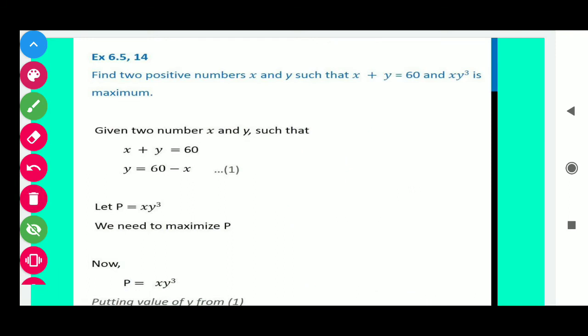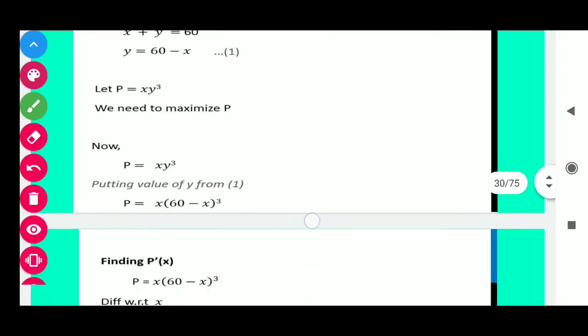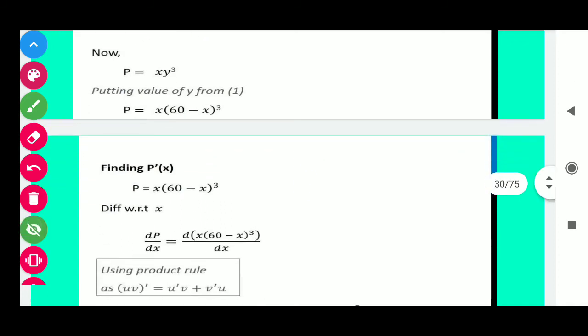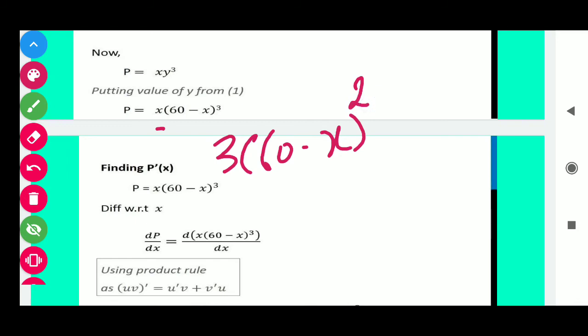So students, here I am sharing the solution. Let p is equals to xy cube. Put the value of y from the first equation, we get x times (60 minus x) whole cube. Now do its derivative, and by the product rule, x as it is, derivative of (60 minus x) whole cube is the power times (60 minus x) as it is, subtract 1 from the power, and derivative of the middle term is minus 1.